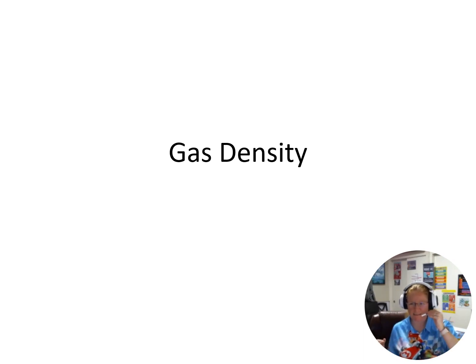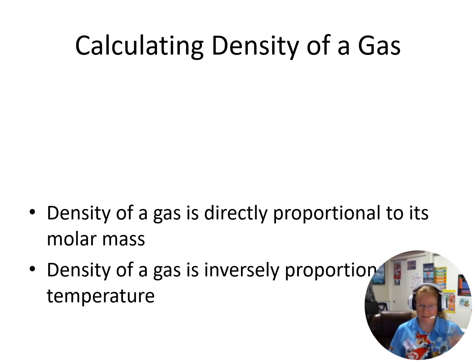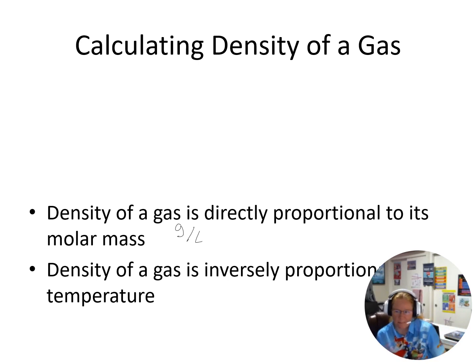Now, one of the implications of all of this is we can interrelate stuff and rearrange things and solve for the density of a gas. The density for a gas is going to be directly proportional to its molar mass. This should make sense. A larger molar mass should give us a larger density. Densities of gases are very low, but they are in terms of grams per liter. Density is also inversely proportional to temperature because as the temperature rises, the gas particles move further apart, and so they're less dense.